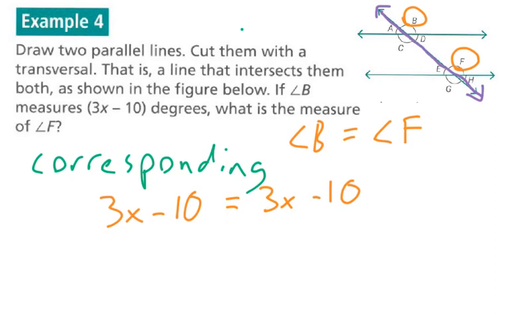Now, sometimes they would want you to go and solve for x and do all this different stuff. But for this one, they just wanted to know, hey, what is the measure of angle F? And we don't know anything about B. We just know it's 3x minus 10. So that means that the measurement of F is also 3x minus 10 because they're the exact same thing.